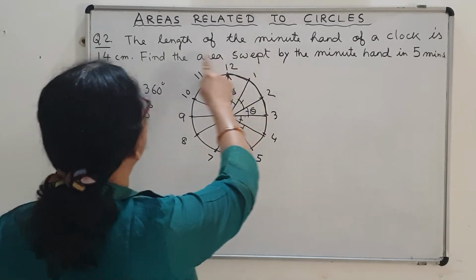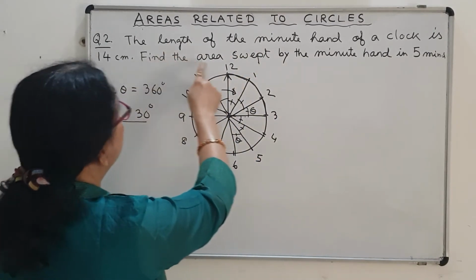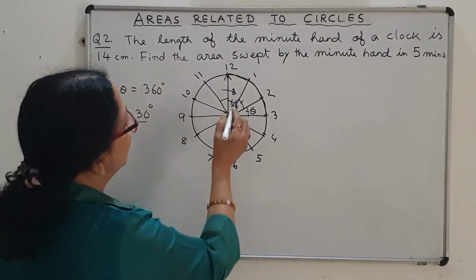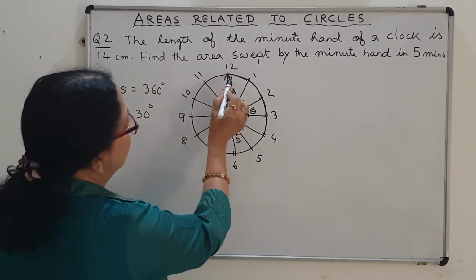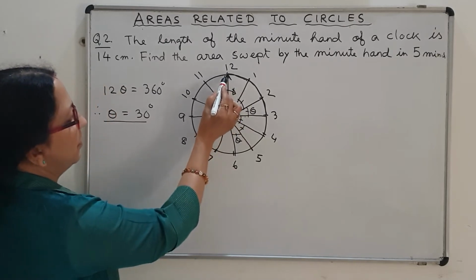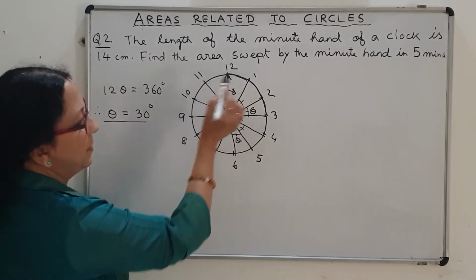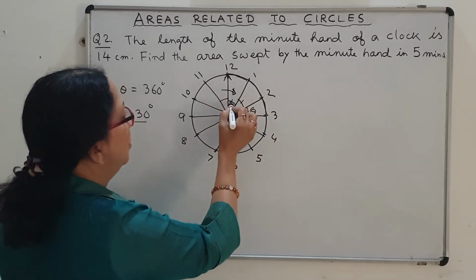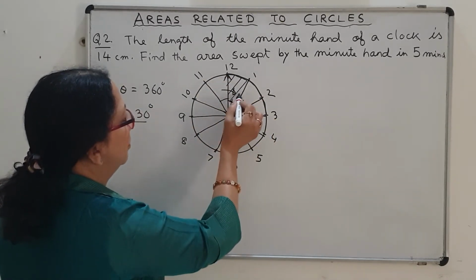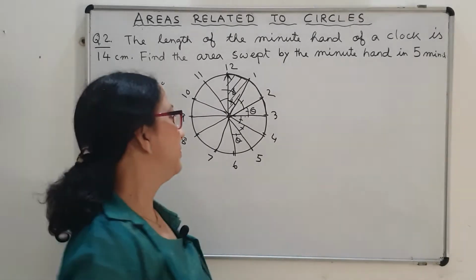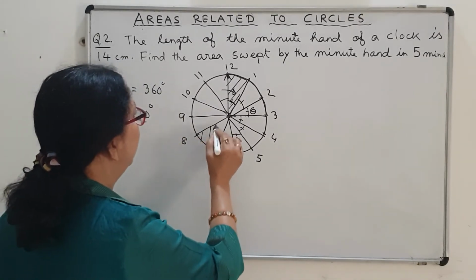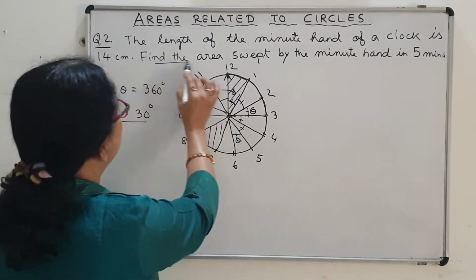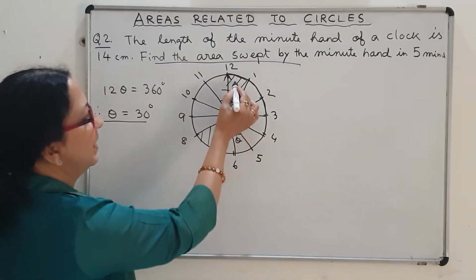We have to find the area swept by the minute hand in 5 minutes. The minute hand moves through this arc length in 5 minutes, because 5 into 12 is 60, so that is 1 hour. So in 5 minutes any one of these sectors will be covered. That means the area we have to find is nothing but the area of one such sector.